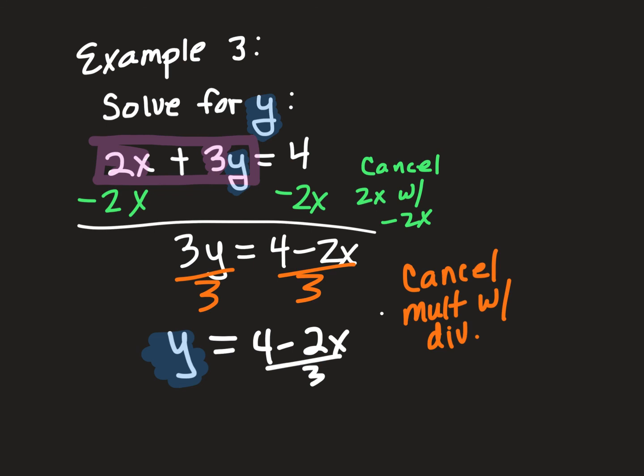And it's always a good idea to go back and make sure that, so I started off with a 2x, I ended up with a 2x, started off with a 3, ended with a 3. Make sure you didn't forget and write something down.